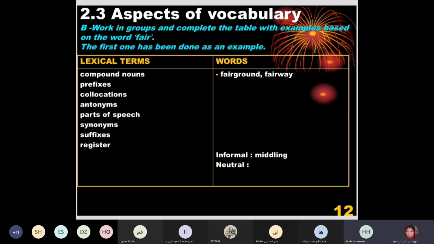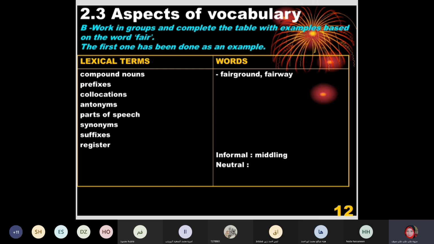Fairly. Somebody wrote fairly in the chat box. Yes, correct answer. For example, he is fairly short. Fairly, this is an adverb. Very good. Who else can help us here and volunteer to add something? As you have just said, fair. We can also use fairer and fairest as adjectives, comparative and superlative. Fairly, adverb. Fairness, noun. Very good. So fair is a noun or adjective.